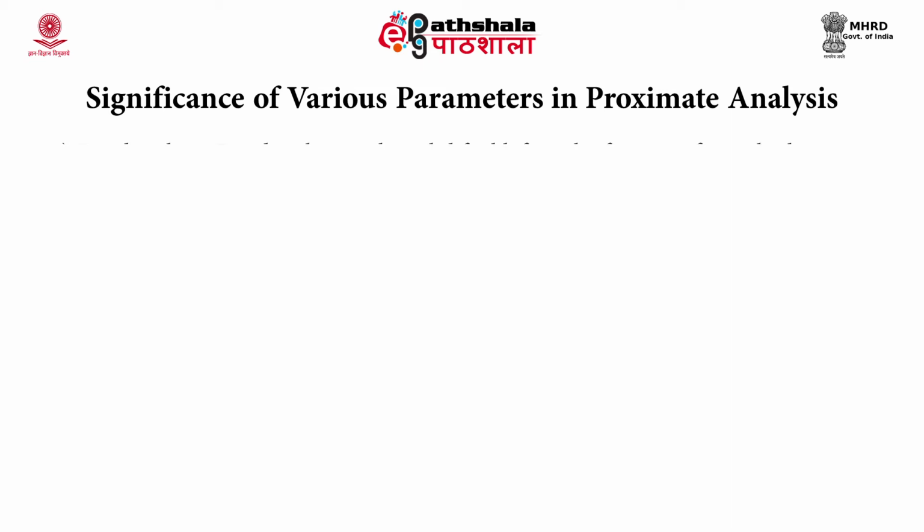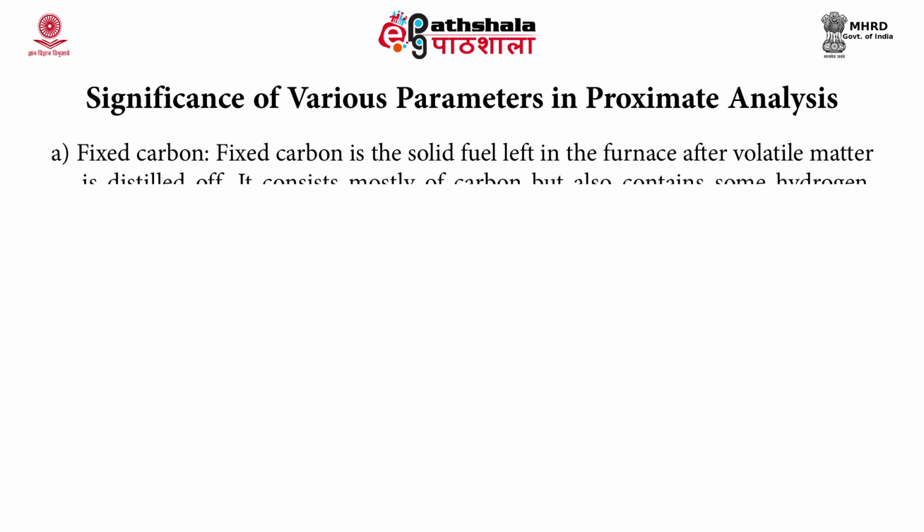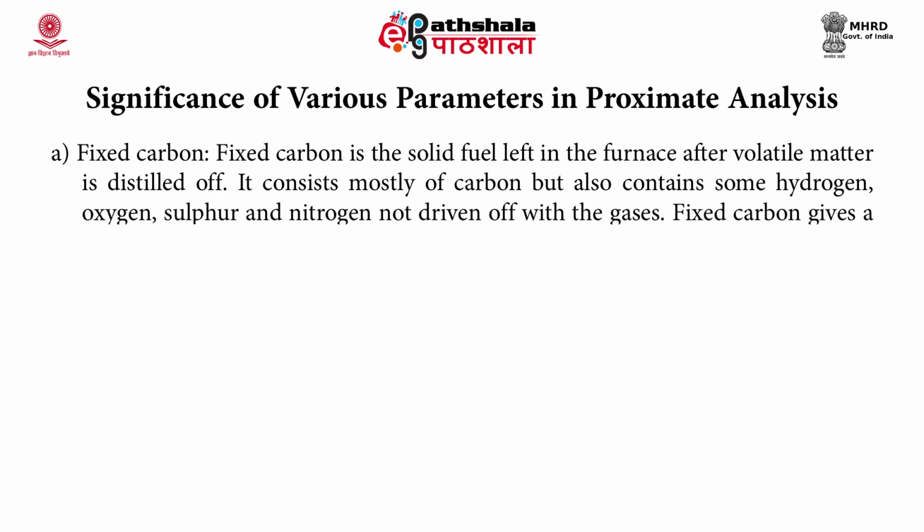Fixed carbon, as we have seen, is the solid fuel left in the furnace after the volatile matter is distilled off. It mainly consists of carbon and some hydrogen, oxygen, sulfur and nitrogen, and this gives a rough estimate of the heating value of the coal. So, fixed carbon relates to the heating value of the coal.